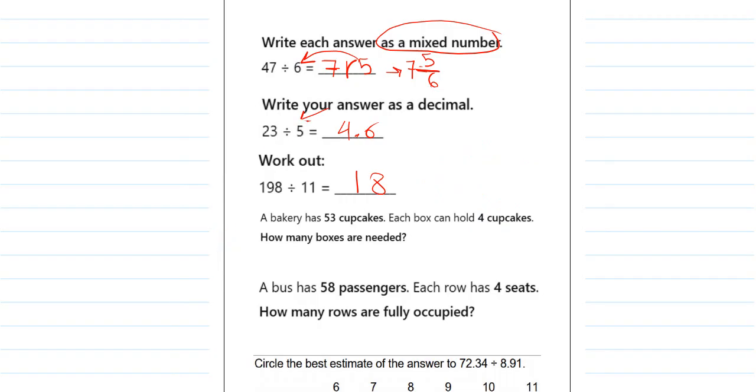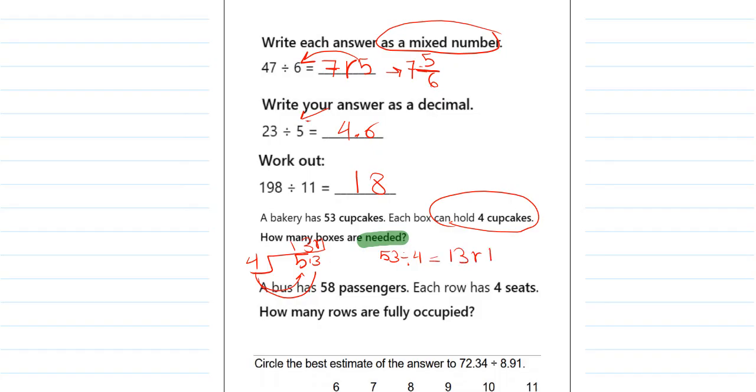Don't forget the difference between needed and full. A bakery has 53 cupcakes. Each box can hold 4 cupcakes. The question is how many boxes are needed? You will divide 53 by 4. How many 4s in 5? 1 and the remainder is 1. Put the remainder beside the 3 and ask again, how many 4s in 13? 4, 8, 12, so 3 and the remainder is 1. So 53 divided by 4 gives you 13, remainder 1.